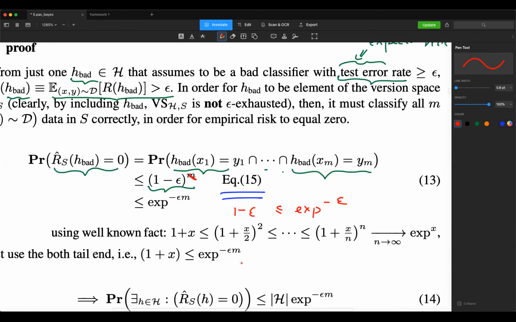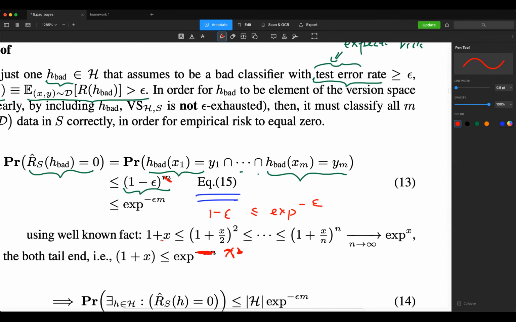Oh, sorry, another mistake. X minus, sorry, x, just x. Okay. So you all know that, right? It's 1 plus x less than 1 plus x divided by 2 raised to the power 2, and that's going to be less than 1 plus x over n raised to the power n, and when you let n equal to infinity, it becomes exponential of x.